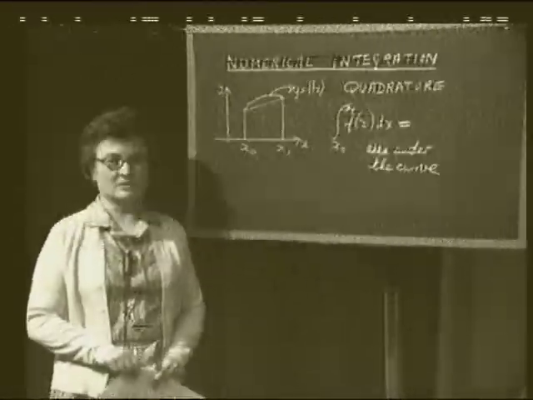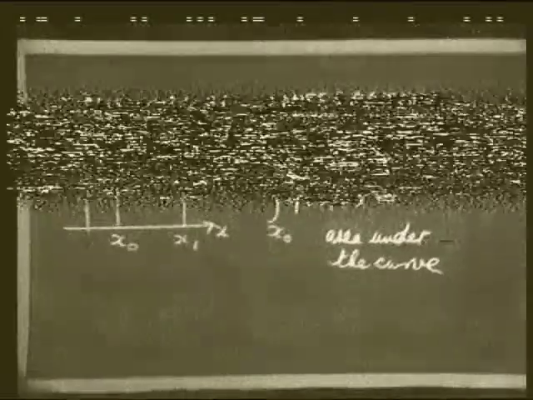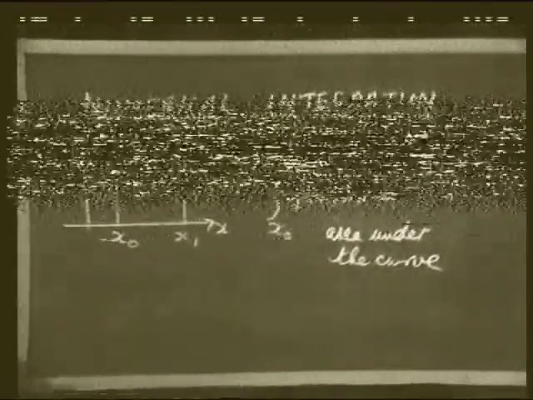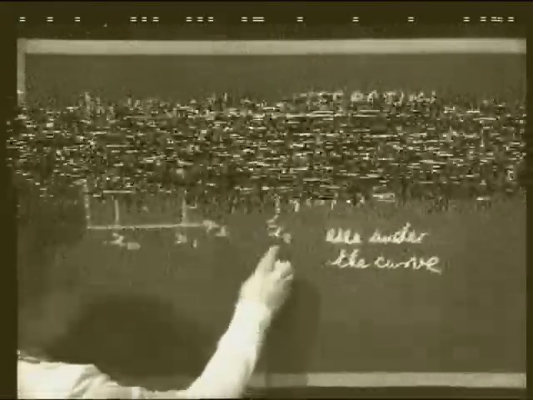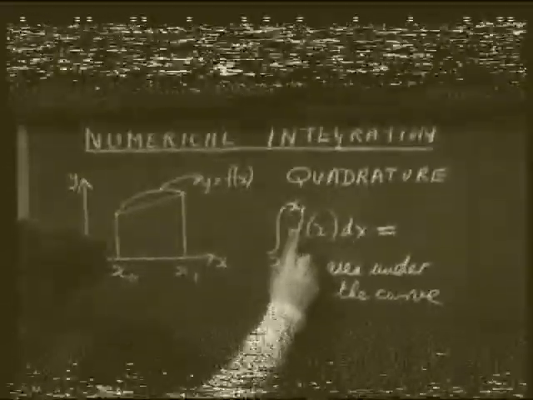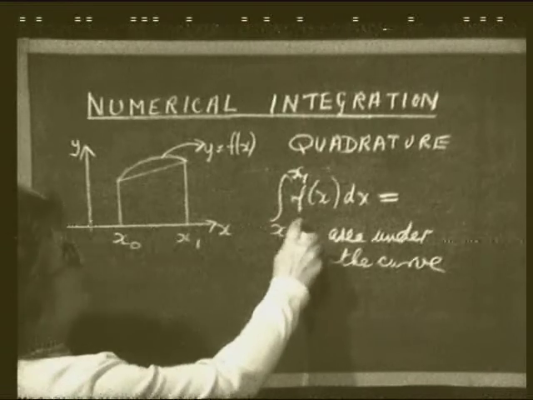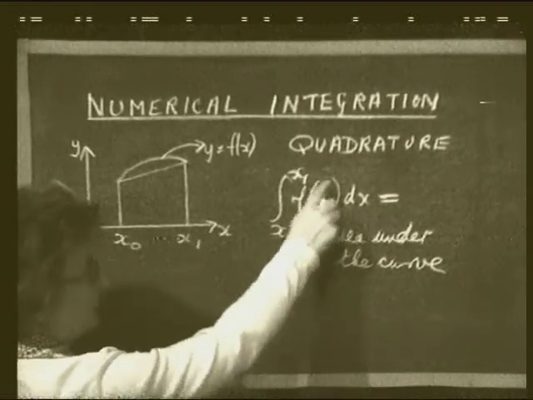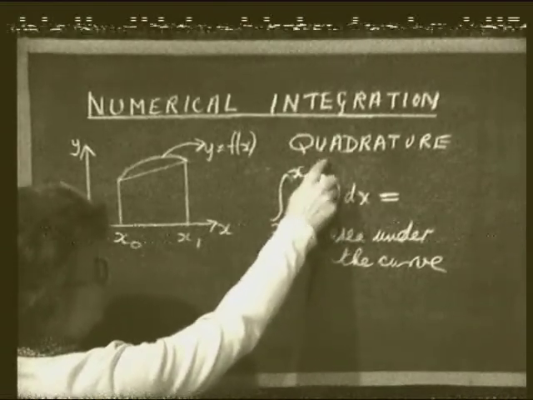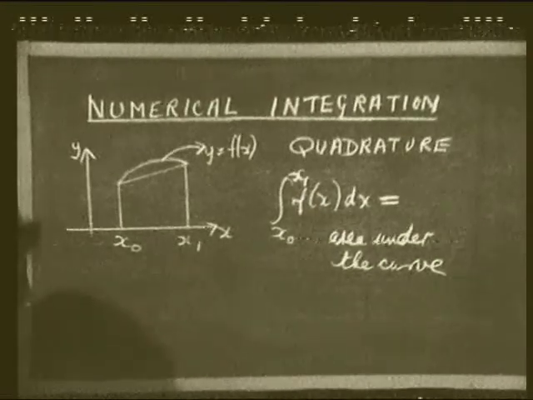First of all, I've got a picture on the board of a curve y is equal to f(x). Now I want to find a numerical way of evaluating the integral from x0 to x1 of f(x) dx. Doing an integral numerically is often called quadrature. You sometimes see that in some of the old textbooks.